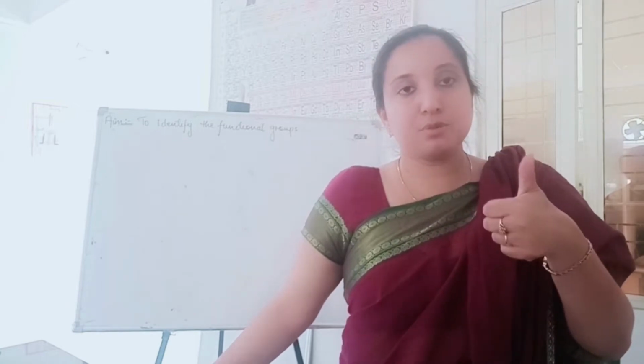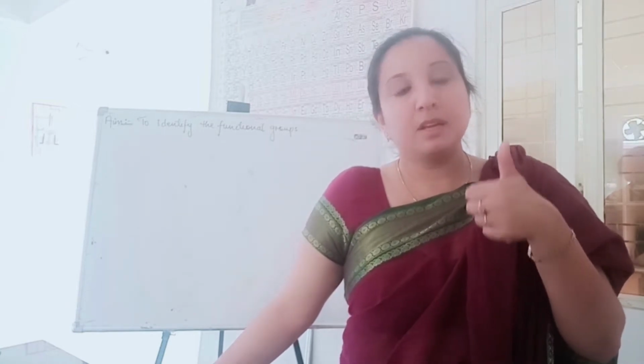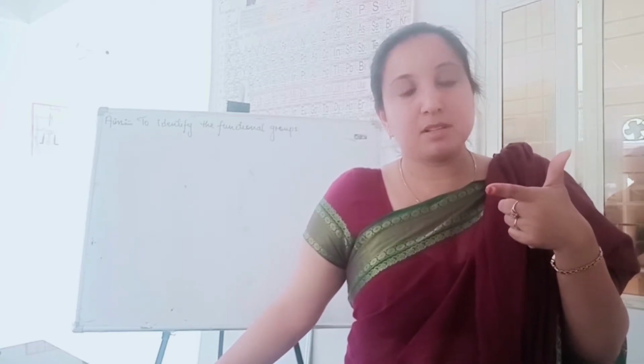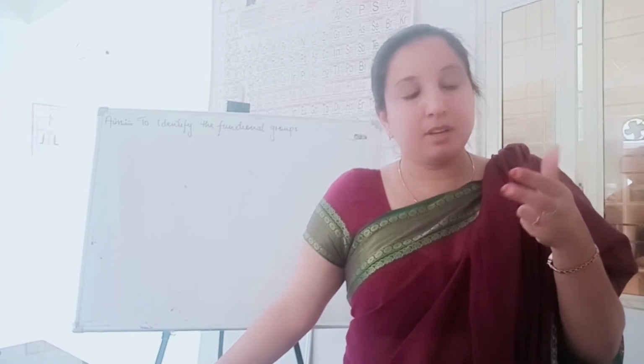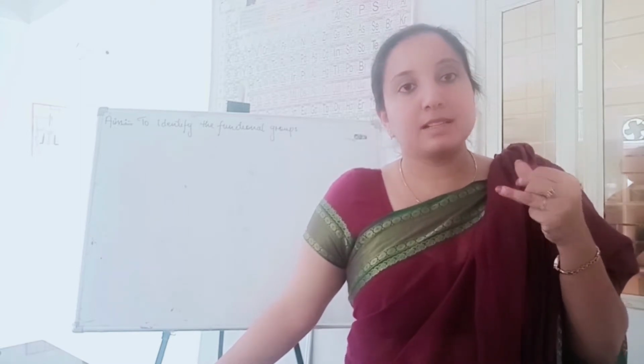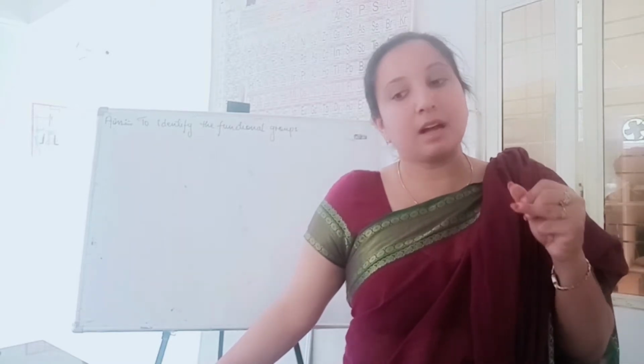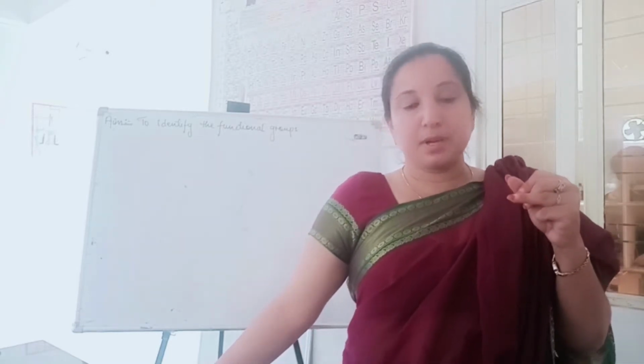At first we are going to use litmus paper to see what it shows, then zinc metal, then sodium carbonate, and then the indicators. As indicators we are going to use phenolphthalein and methyl orange. So let's begin with our practical.